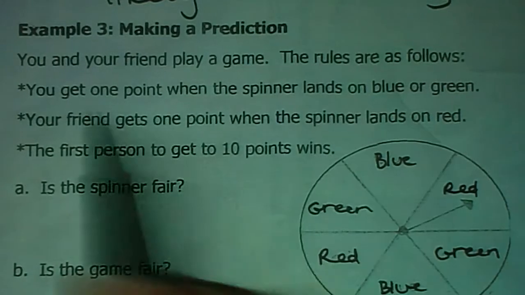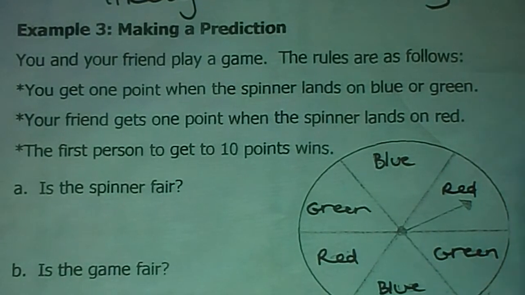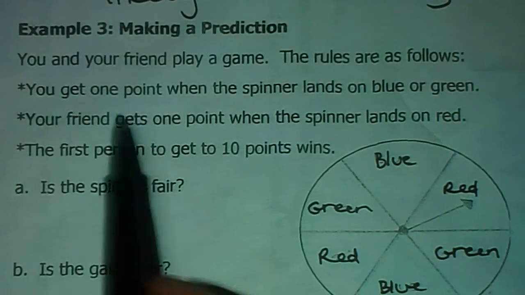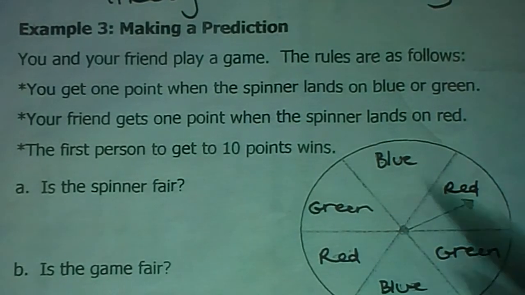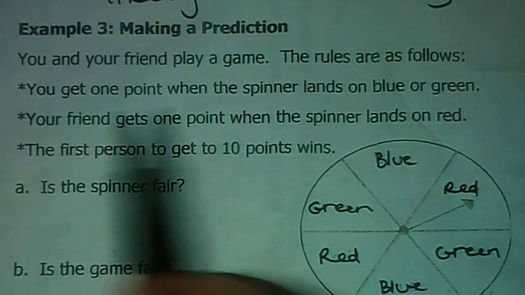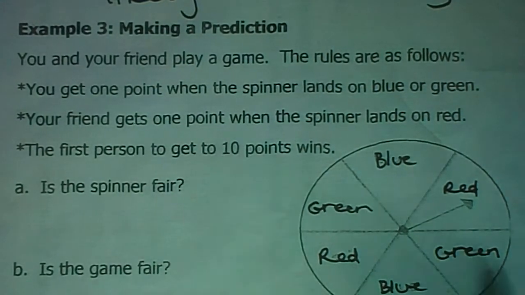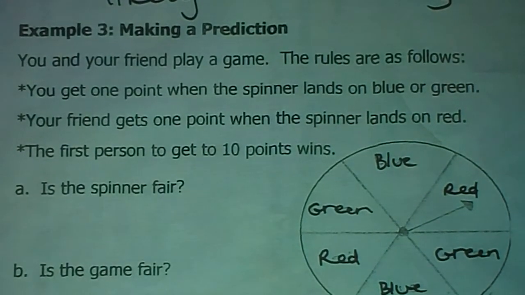All right, so you and your friend play a game. The rules are as follows. And feel free to make your own spinner and play this game. It looks like loads of fun. You get 1 point when the spinner lands on blue or green. So when you look at this, we have blue, red, green, blue, red, green. So you get the point if you land on blue or green. Your friend gets 1 point when the spinner lands on red. The first person to get 10 points wins.